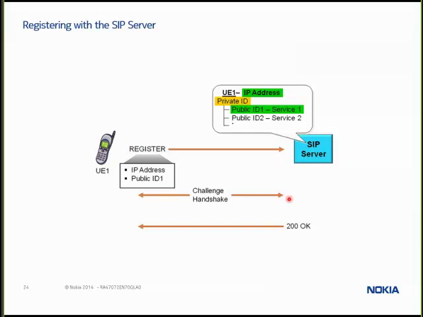Now our SIP server will then challenge us and say, prove to me who you are, so that we can authenticate that the subscriber can use this service. At the end of that challenge handshake, the SIP server will say, okay, you are authenticated, and send the SIP 200 OK. So this is the beginning of the sequence, and this is the end of it. So this is the dialogue for registration. First thing you have to do is register.